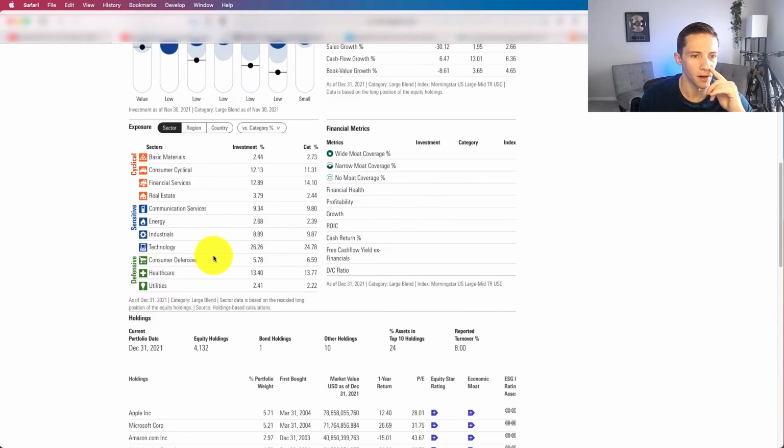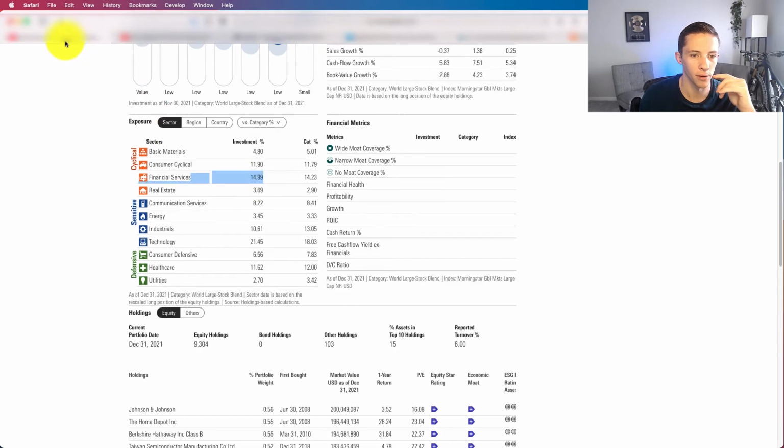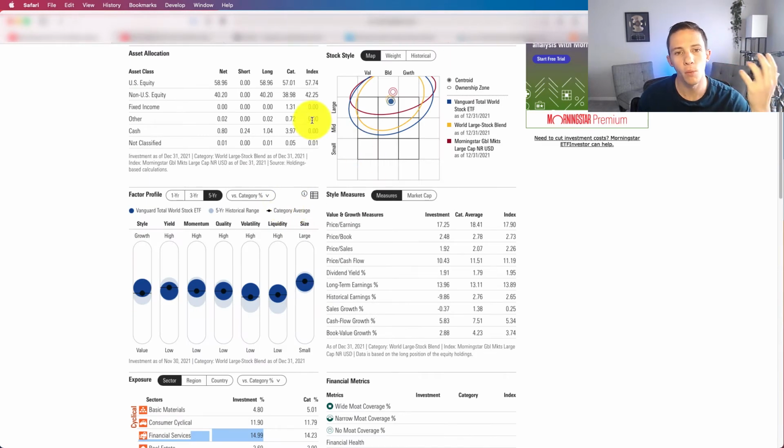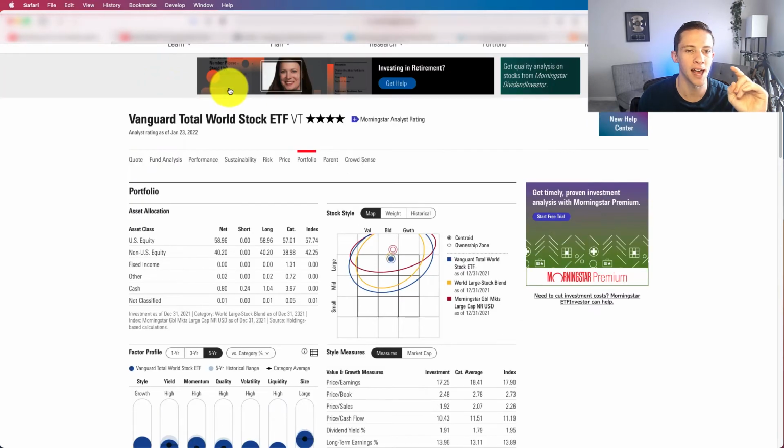And where is it here? Technology 26.6, and then healthcare 13.4, and then financial services at 12.89. So healthcare in the global sphere isn't quite as large. So when you're going global, you're getting more exposure to different sectors, and they're going to be sectors that haven't been performing as well. Because as we're about to see here, we might as well jump on this topic now.